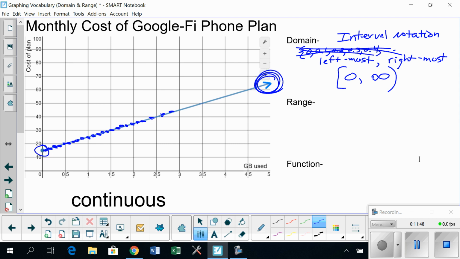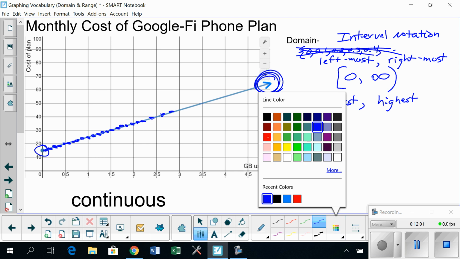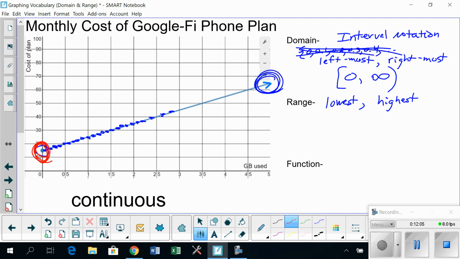Now, the range is going to be similar, but for the range, we're going to find the lowest point that we can find on the continuous graph, put a comma, and then we're going to put the highest point that we can find on the graph. Now let me change colors here. I'll do this one in red. The lowest point on this graph, it's still this point right here, but now we're looking at its y value. It has a y value of 15. The lowest y value on this graph is 15.